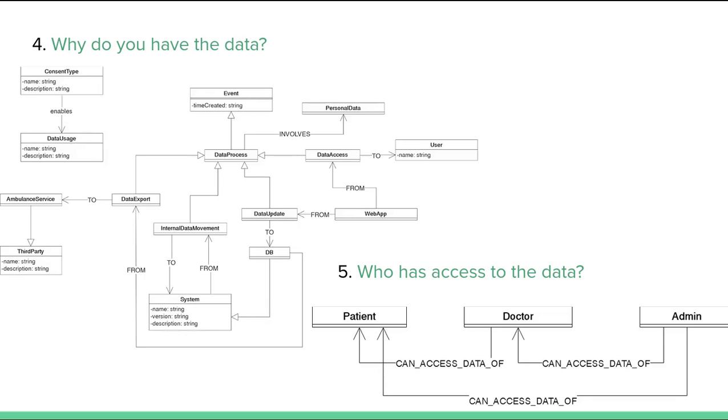Question 4, what is the need for this data, introduces the usage of data that a consent enables and the categories of events that process personal data. Examples of these are the data access and data export events. Question 5 involves which users have access to the personal data of other users.